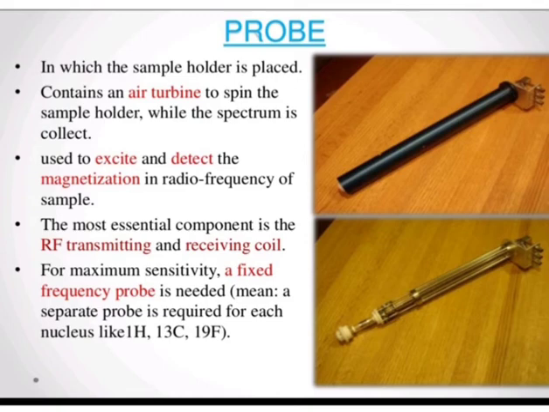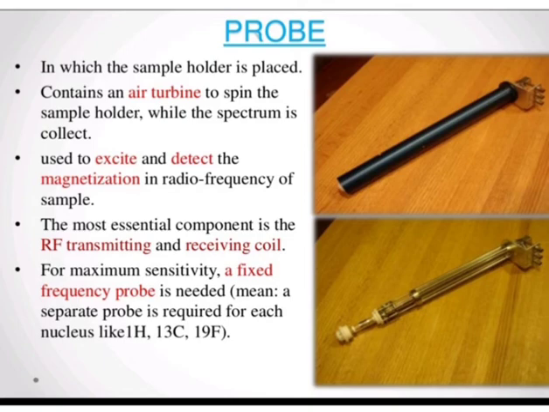The most essential component is the RF transmission and receiving coil. Means, as we have already written, the coils are kept near to the sample, and this is for the rotation or the exact transition of a proton from ground state to the excited state, and the emitted light can be measured. So, for maximum sensitivity, a fixed frequency probe is needed, and this is required for each nucleus like H1, carbon 13 and fluorine 19.